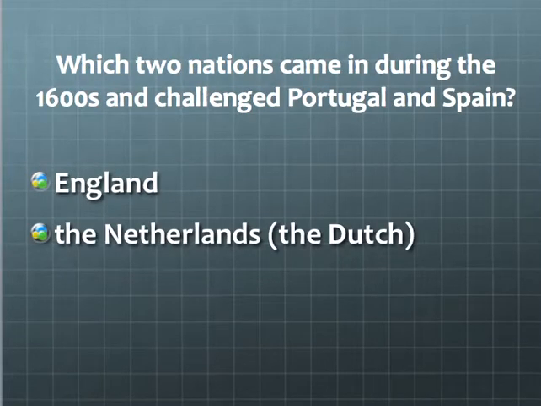Which two nations came in during the 1600s and challenged Portugal and Spain? England and the Netherlands, okay, which are the Dutch. You'll also hear Holland. There's lots of names for it. I didn't name it. I apologize for that. Okay, but England and the Netherlands are going to join, and France is going to come in late. Okay, England, the Netherlands, and then the French.